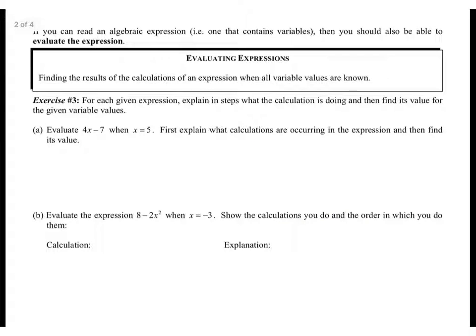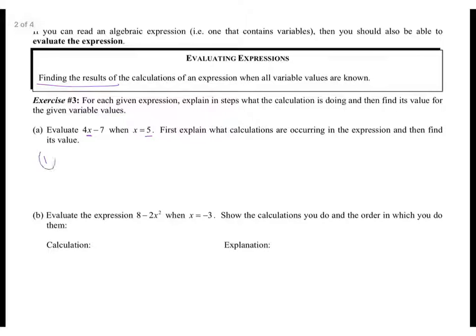If you can read an algebraic expression, one that contains variables, then you should also be able to evaluate the expression. So evaluating an expression means to find the result, so solve for variables that are known. So evaluate 4x minus 7 when x equals 5. So what you're going to do is you're going to plug 5 in for x. So first explain what calculations are occurring in the expression and then find its value.